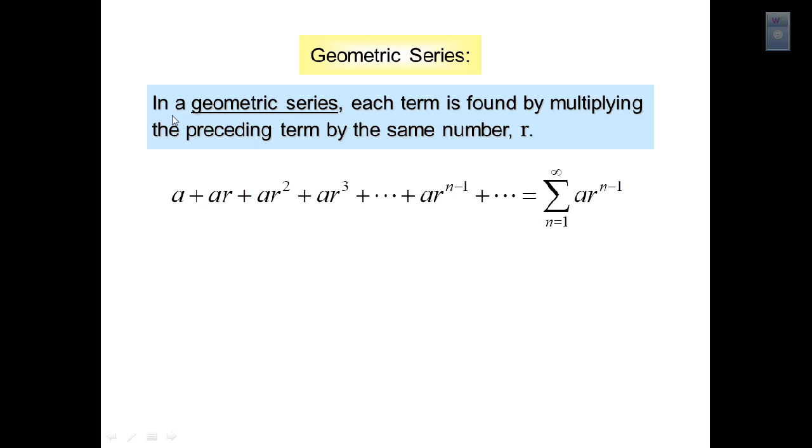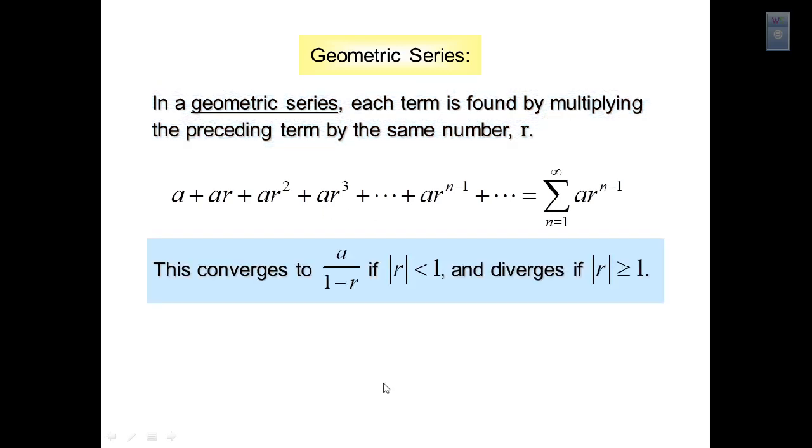The same way we talked about a geometric sequence before, in a geometric series, each term is found by multiplying the preceding term by the same number r. And if you remember from sequences, r is the common ratio. So we have a plus a times r plus a times r times r plus a times r times r times r. So each time we're multiplying the previous term by r one more time. Remember, there is our nth term expression for a geometric series.